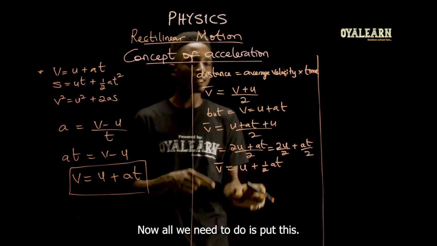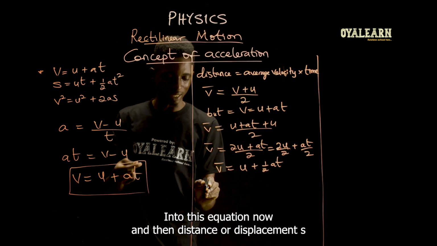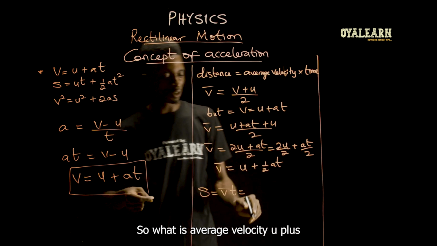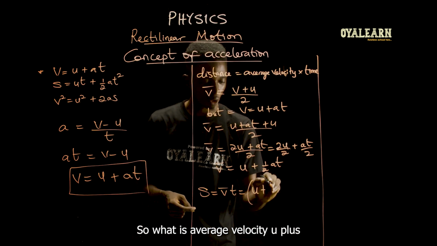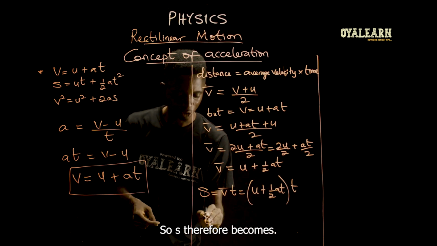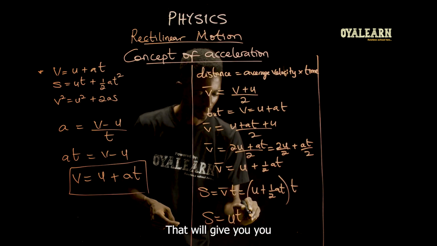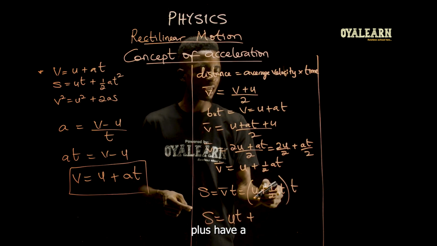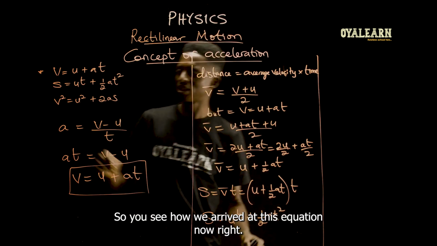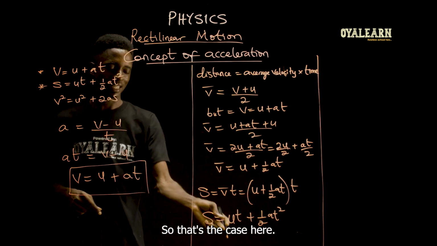Now all we need to do is put this into this equation, and then distance or displacement s will be average velocity times time. So what's average velocity? u plus half at multiplied by time t. So s therefore becomes u multiplied by t, that will give you ut, plus half at times t, that will give you half at squared. So you see how we arrived at this equation now, right? So that's the case here.